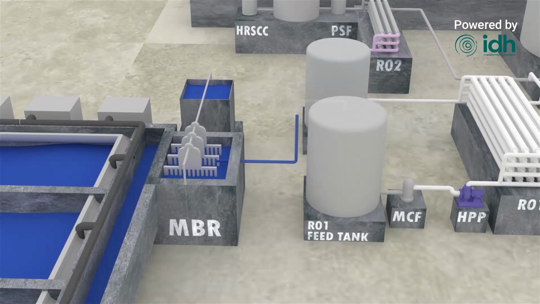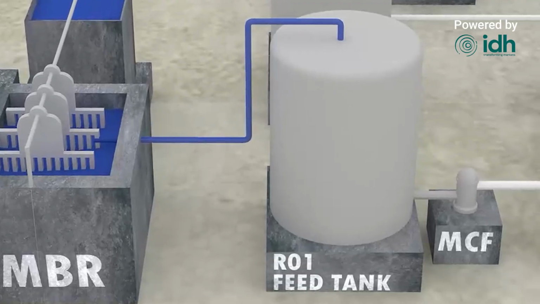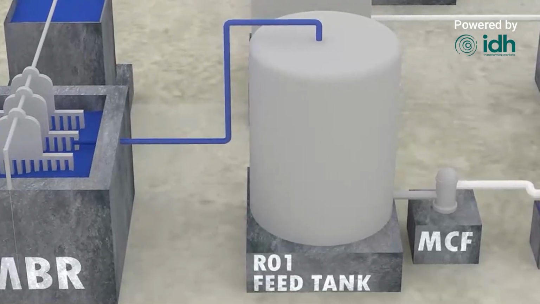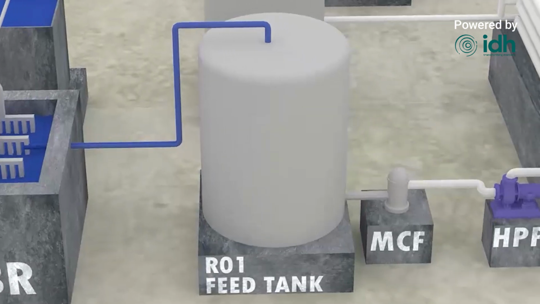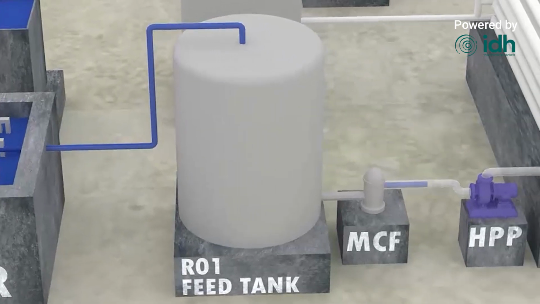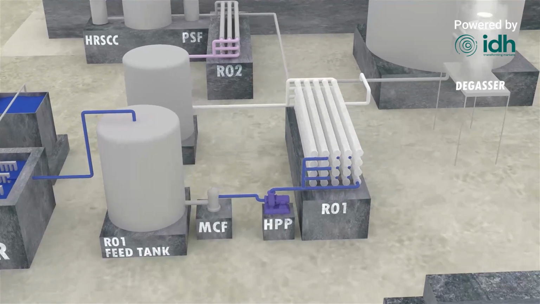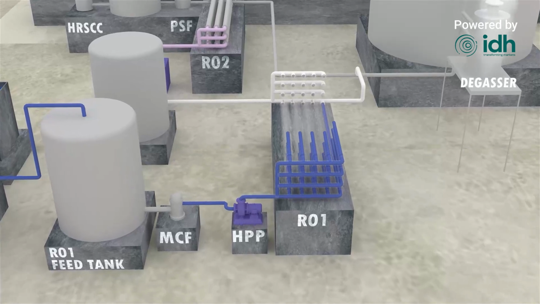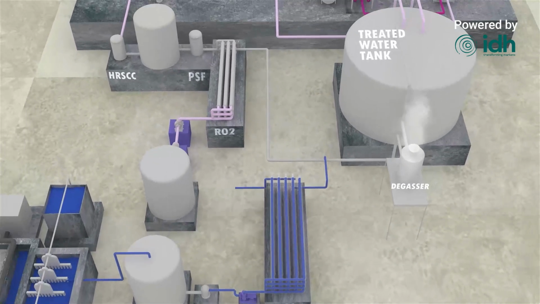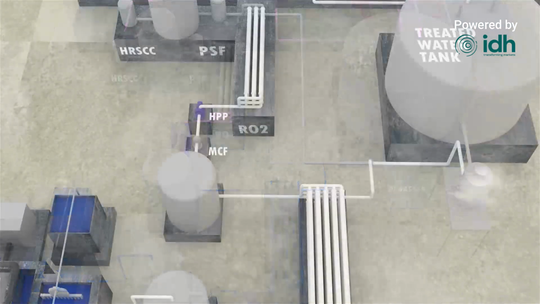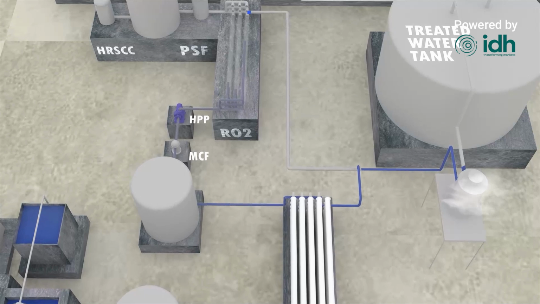Treated water from the MBR enters the RO1 feed tank, where it's filtered through a micro-cartridge filter, MCF, to remove suspended solids. The high-pressure pump then forces the water into the RO1 unit, where semi-permeable membranes reduce total dissolved solids, TDS. Reject water, or brine, is stored in the RO2 feed tank and filtered again through another MCF before the second high-pressure pump pushes it into the RO2 unit for further purification. The high-quality permeate combines with treated water and goes to a degasser to remove dissolved gases.